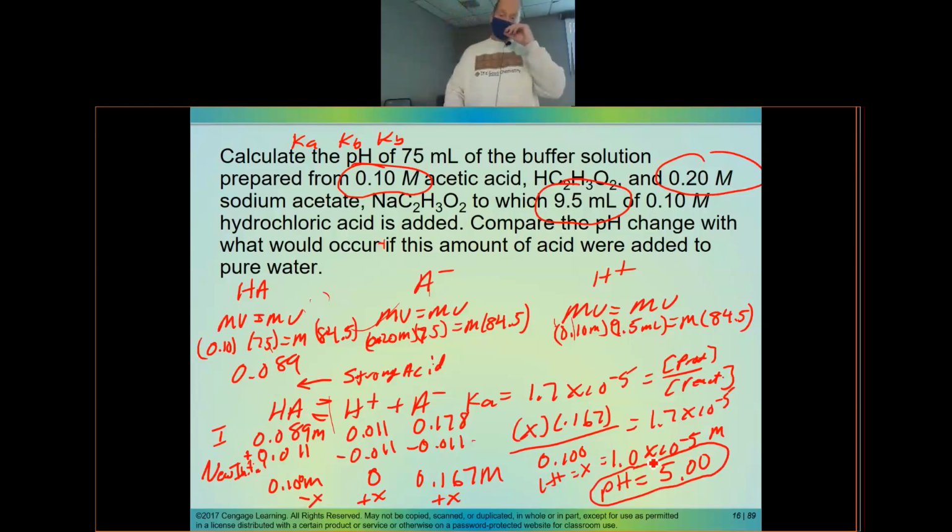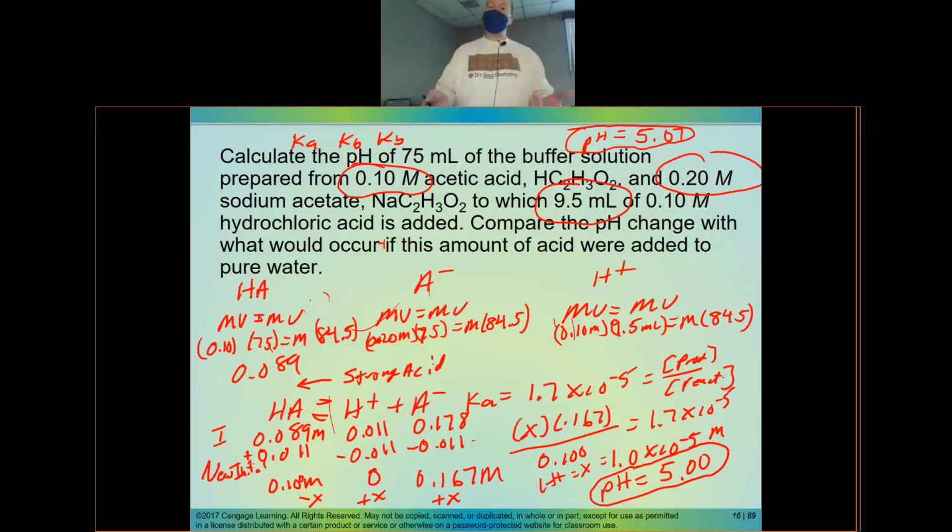All right, so when we did the original problem, the first thing that we started with was 0.1 molar acetic acid and 0.2 molar sodium acetate. Our answer for that was a pH of 5.07. So that was our first answer when we just had the 0.1 molar acetic acid, 0.2 molar sodium acetate.